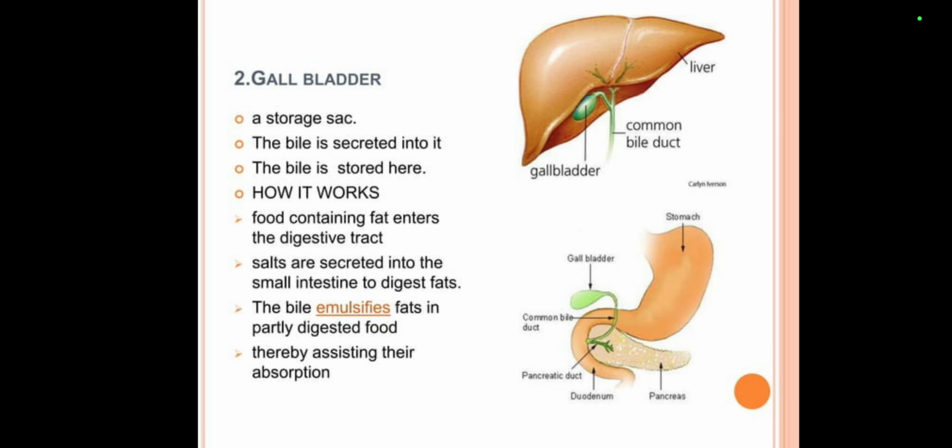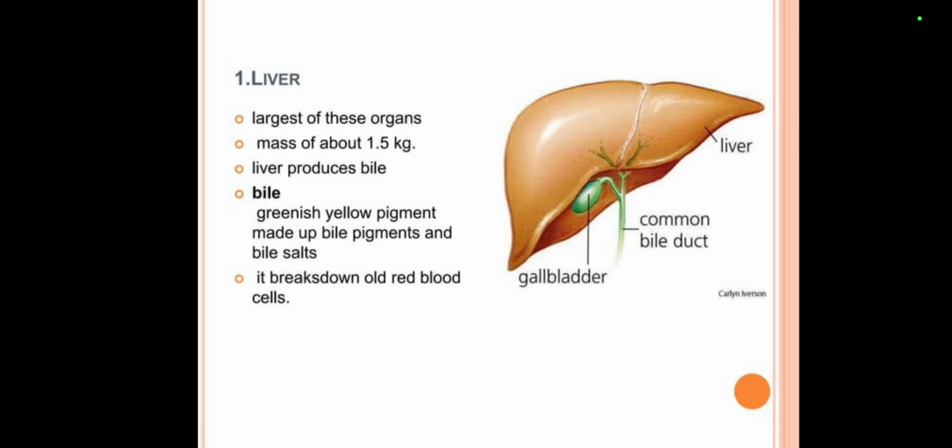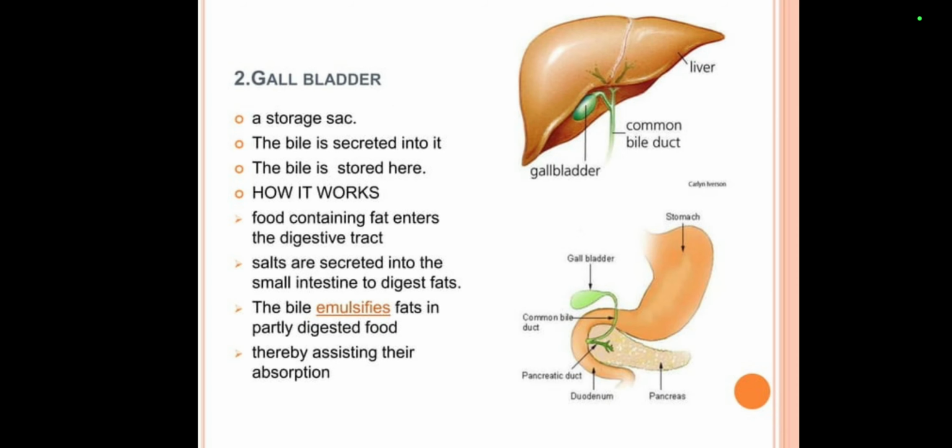Next to the liver, we have the gallbladder. The gallbladder is another type of accessory organ, a storage sac or storage bag. The bile is secreted into it. Bile is a greenish-yellow fluid that comes from the liver, and it is stored here. How it works: when food containing fats enters the digestive tract, the bile salts are secreted into the small intestine to digest fats. The bile emulsifies fats in partly digested food, thereby assisting their absorption.